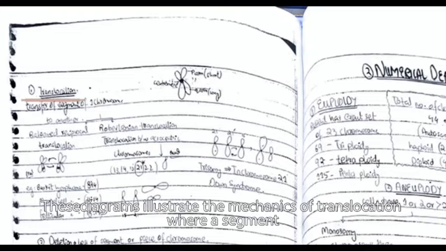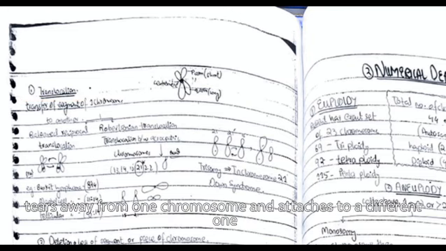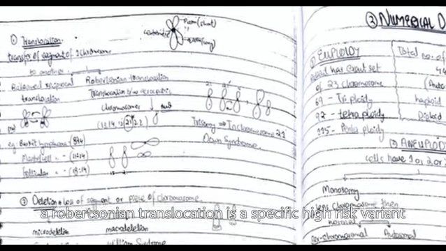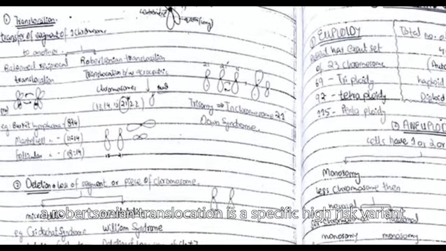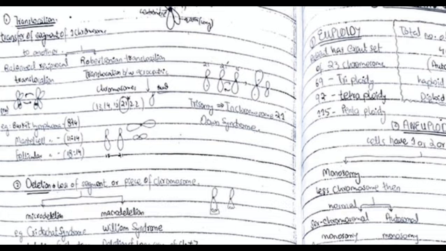These diagrams illustrate the mechanics of translocation, where a segment tears away from one chromosome and attaches to a different one. A Robertsonian translocation is a specific, high-risk variant. Here, two distinct chromosomes, typically 14 and 21, fuse directly at the centromere.